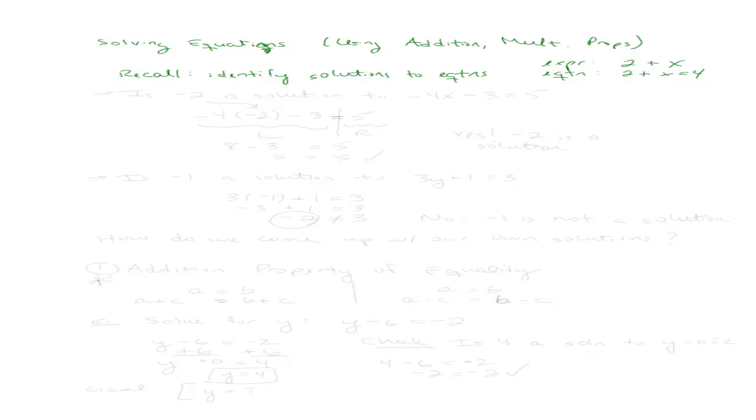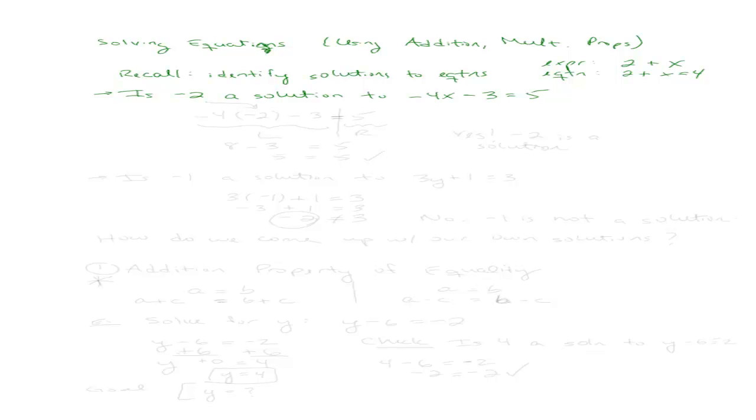And one of the questions you were asked in the previous chapter are questions like the following. Is negative 2 a solution to the equation negative 4x minus 3 equals 5? And what we said was, well, if we want to know if negative 2 is a solution to the equation, we're going to plug in negative 2 for the variable x, and then we're going to see if both sides of the equation are equal. If both sides are equal, then negative 2 is a solution.